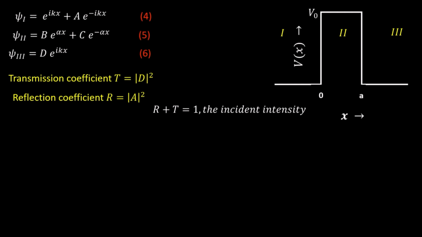The boundary condition at x equal to 0 demands that psi 1 at x equal to 0 and psi 2 at x equal to 0 must be the same, because both psi 1 and psi 2 at this particular point represent the same wave function. So the continuity of the wave function at the first boundary demands this condition. That means if you equate equations 4 and 5, we get the expression 1 plus A equal to B plus C.